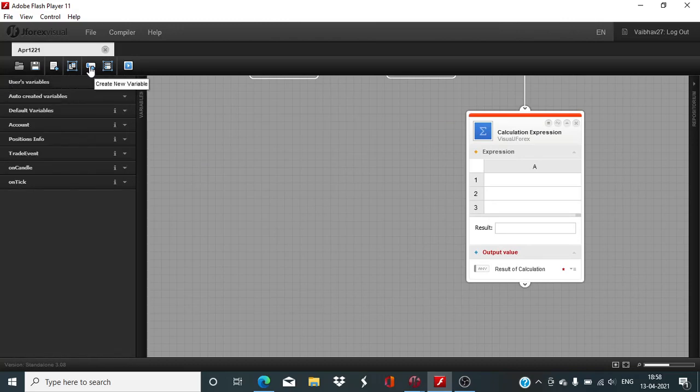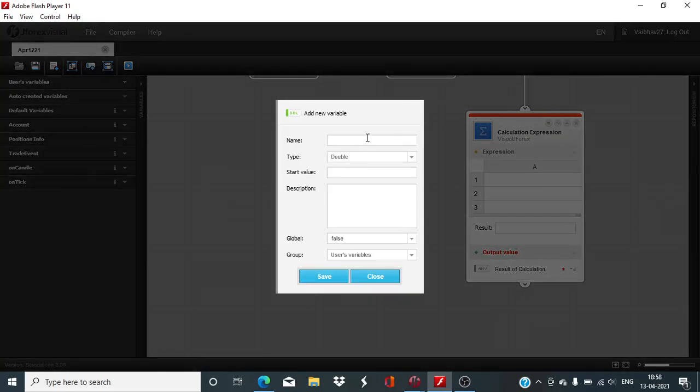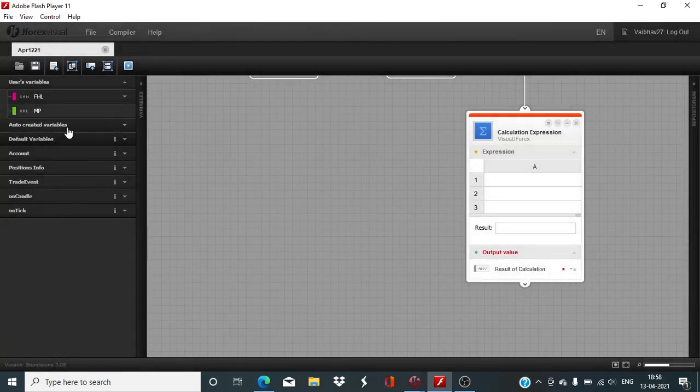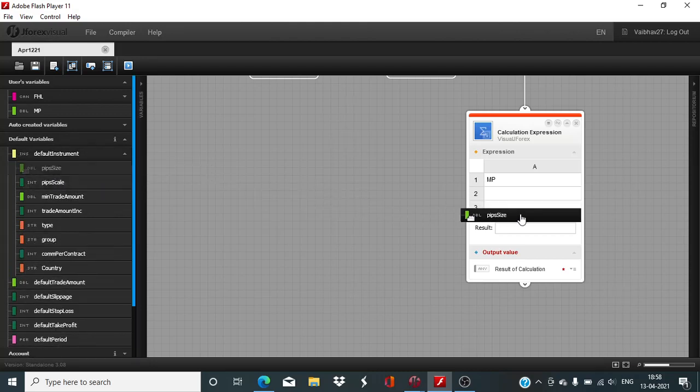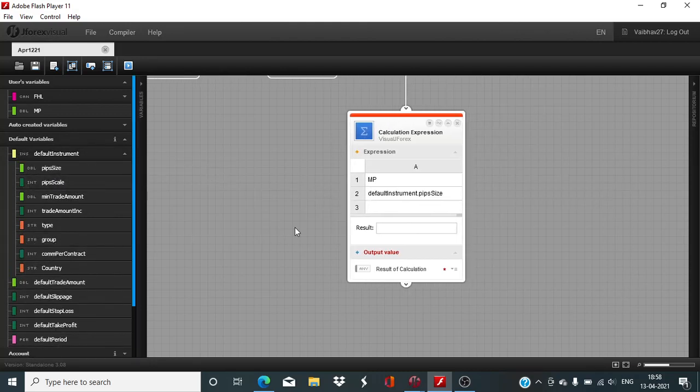For that, one new variable needs to be created, and it will be minimum pip difference. This will be 12, and this 12 needs to be multiplied by the instrument pip size, default instrument. Okay, and this will be a1 into a2.